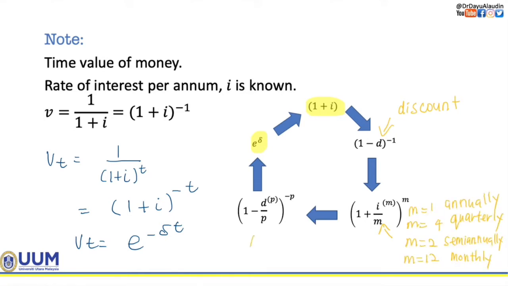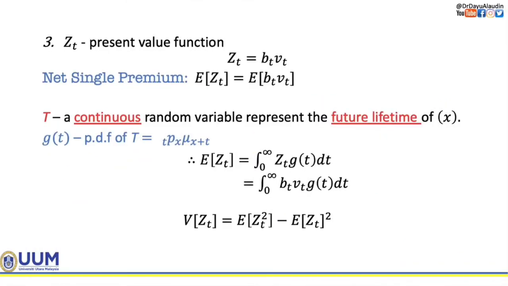And same as discount, ZT is the present value function. ZT is equal to BT times VT. So BT is for the benefit and VT is for the discount function. Therefore, the net single premium is the expected value of ZT.